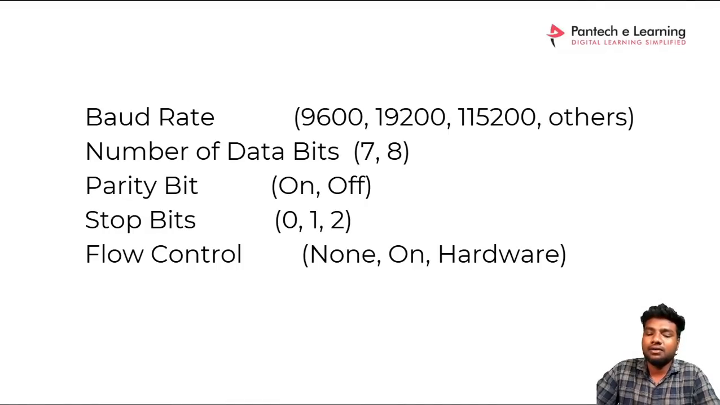Coming to the baud rate, there are many types of baud rate, like 9600, 19200, and 115200. These are the baud rates we use. Baud rate is nothing but bits per second. The data transmission is based on the baud rate only. 9600 is the lowest baud rate, and the higher ones are faster. In UART, the data bits are up to 8 or 7.